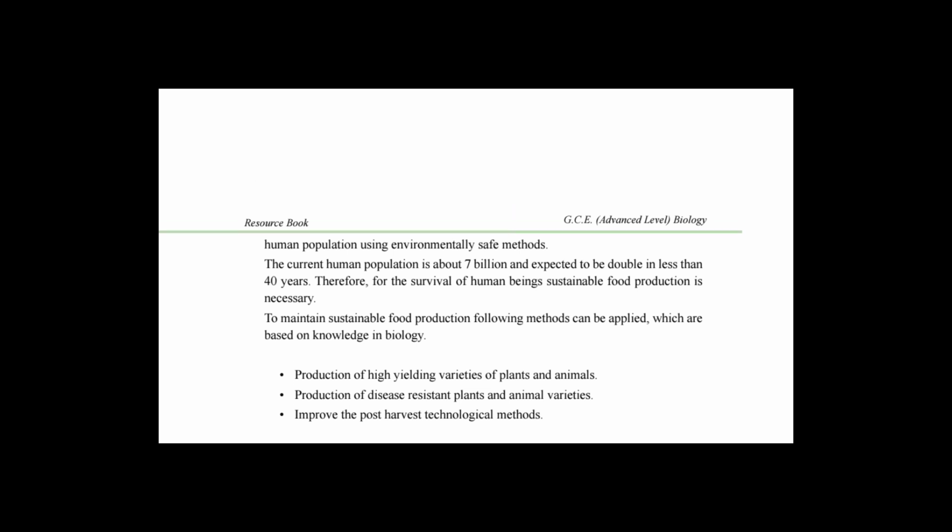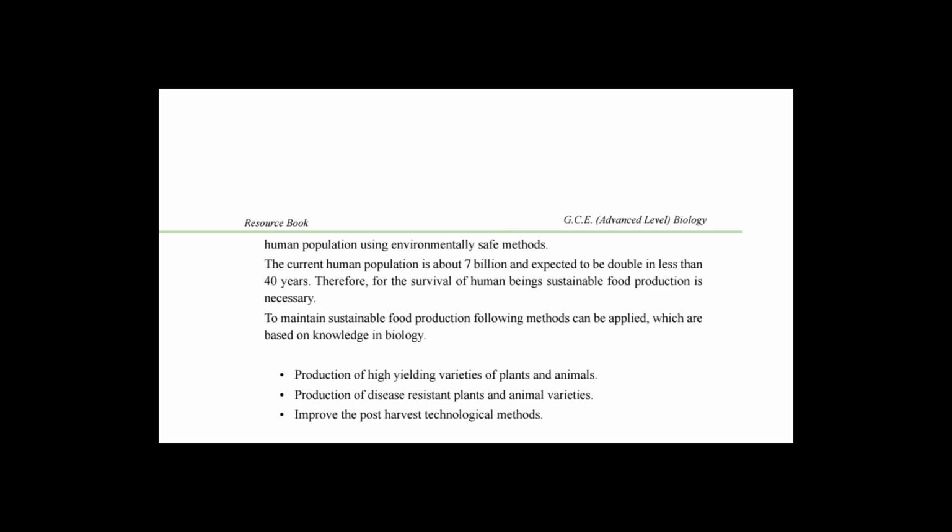So they say the current human population is 7 billion. It has exceeded 8 billion as well, but this resource book says 7 billion. If it says 7 billion, we must write 7 billion for the exam. So it says the current human population is 7 billion and expected to be doubled within 40 years.